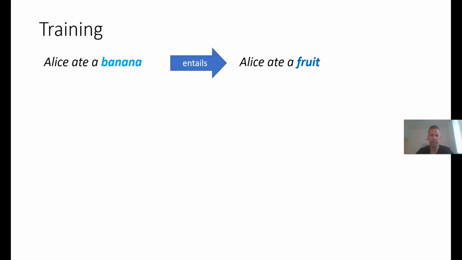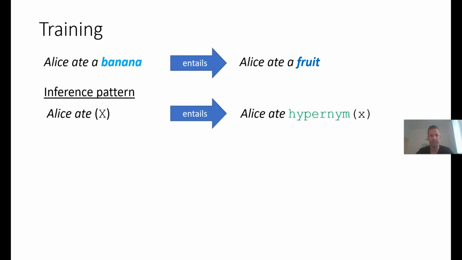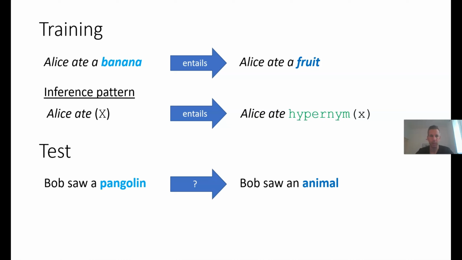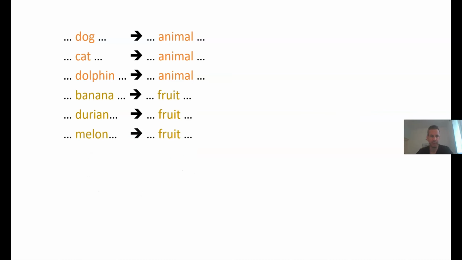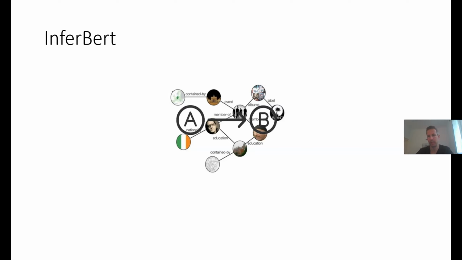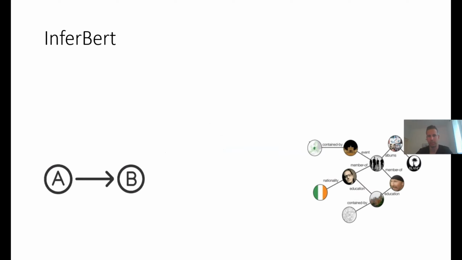For example, from the training example, "Alice ate a banana" entails "Alice ate a fruit", we want the model to learn the inference pattern that a word entails its hypernym in upward monotone sentences. Then, we would like to apply this pattern to the test instance "Bob saw a pangolin" entails "Bob saw an animal", while telling the model the fact that the hypernym of pangolin is animal. Training a model on every possible hyponym-hypernym pair is incredibly inefficient, and whenever the vocabulary expands, it requires retraining the model. Instead, we propose to decouple the learning of generic inference patterns from that of the factual knowledge.